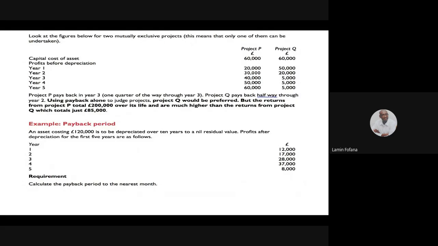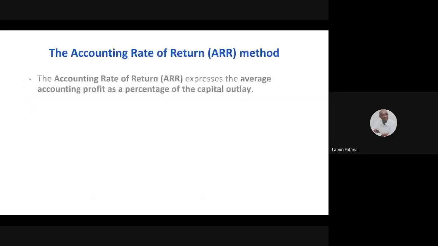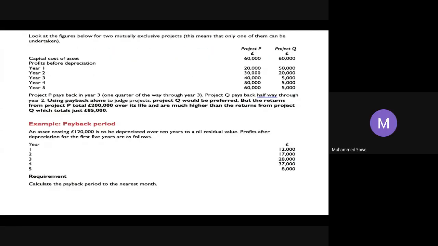But out of these two projects, which one is going to pay back quickly? Project Q, I mean, obviously. Project Q, yeah? Excellent. Project Q is going to pay back quickly.